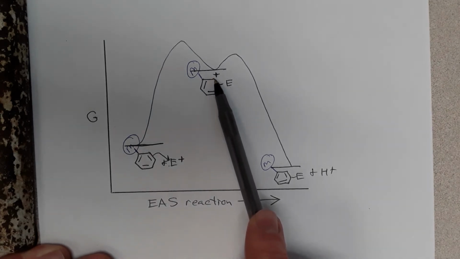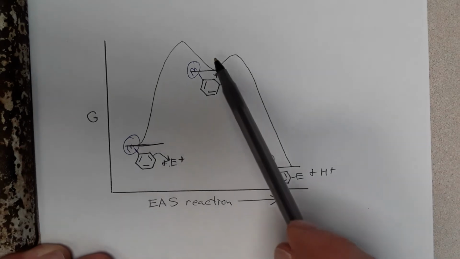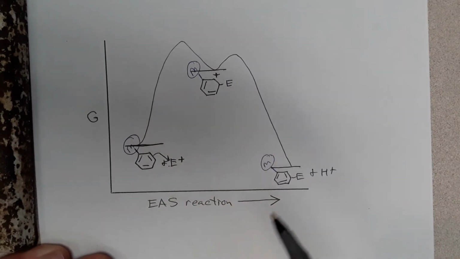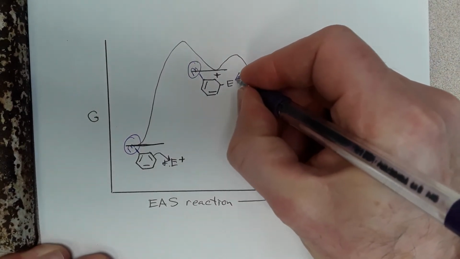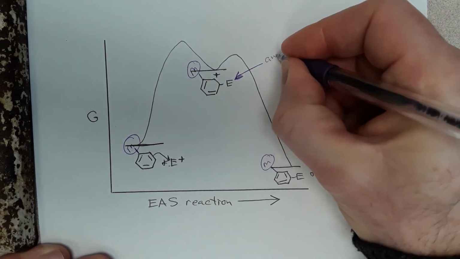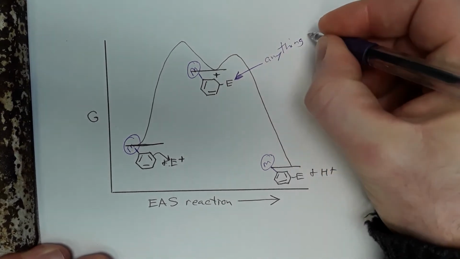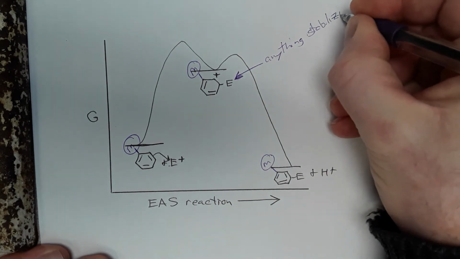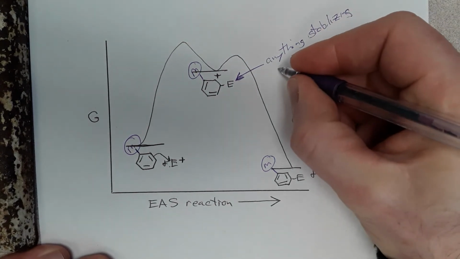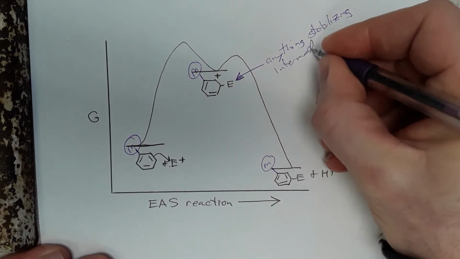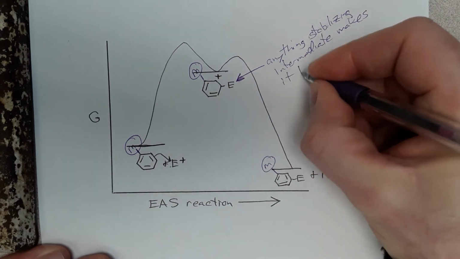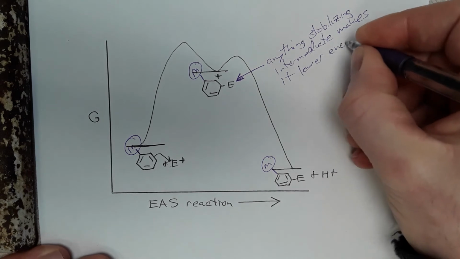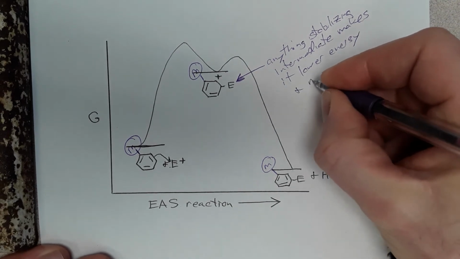And so this intermediate is a carbocation, and if anything that stabilizes a carbocation will make that intermediate lower energy and the reaction faster. So anything stabilizing the intermediate makes it lower energy and makes the reaction faster.